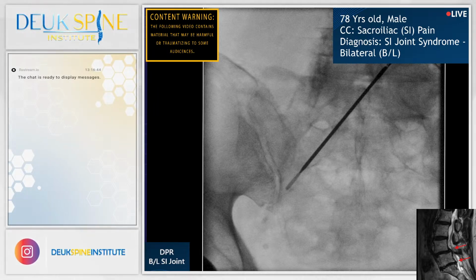I think we got it. I think I just literally just got it. That was amazing. Could feel it. That was great. These pain nerves you can actually feel, once you get used to doing these procedures.